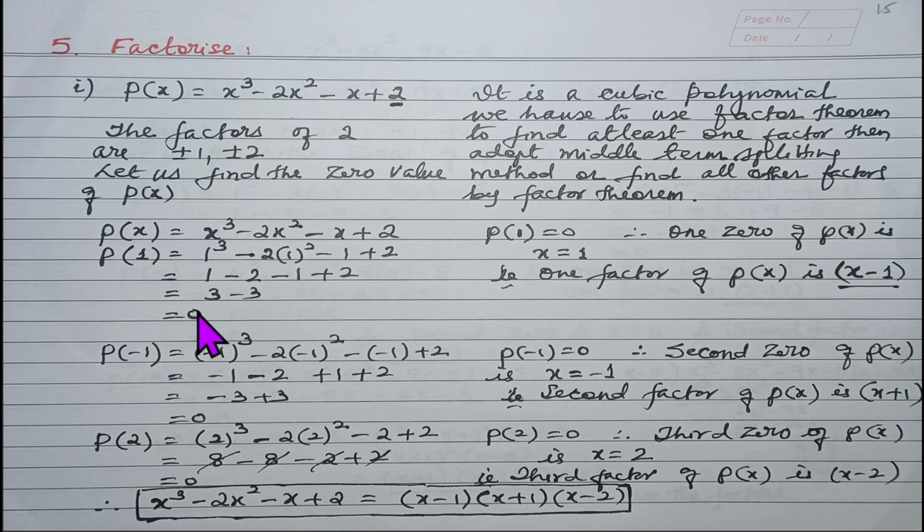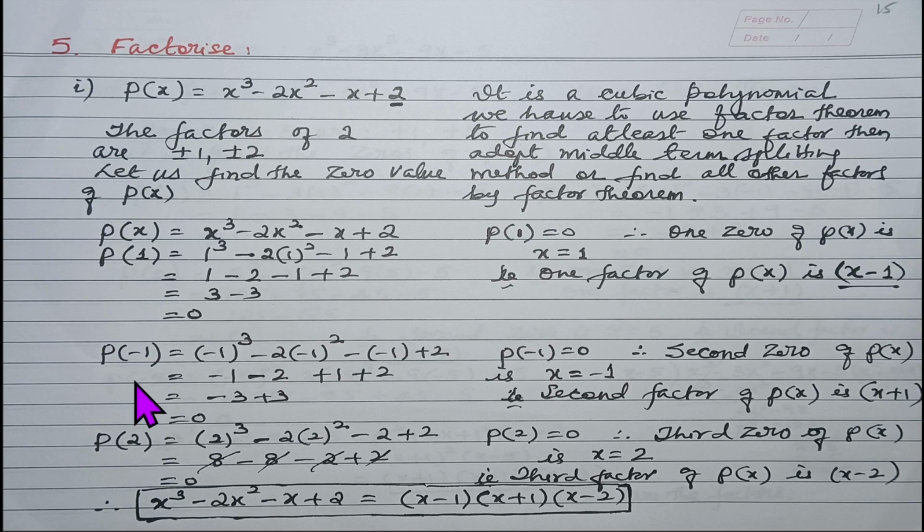If p of 1 becomes 0, 100% x minus 1 is a factor. Please understand here, because we know that if the remainder becomes 0 then x minus 1 is a factor, that is by factor theorem. So here again we are applying the remainder theorem as well as the factor theorem. Therefore we have p of 1 equal to 0, therefore one zero of p of x is x equal to 1, therefore one factor of p of x is x minus 1.